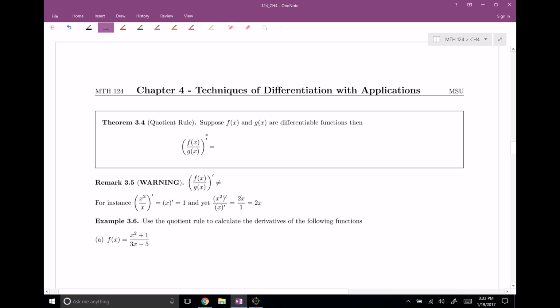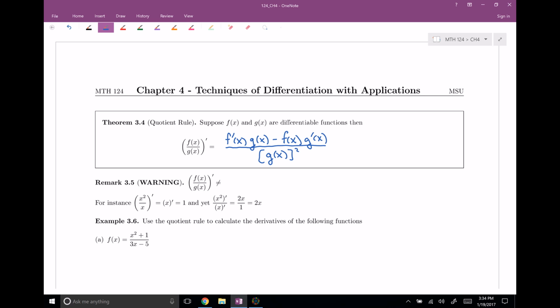So the way that we take the derivative of a quotient of two functions is it's going to be the derivative of the top times the bottom, minus the top, leave it alone, times the derivative of the bottom, all divided by the bottom squared. So bottom function squared. So this is even more complicated than the product rule, right?